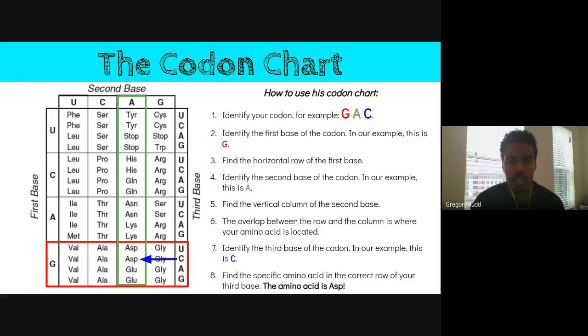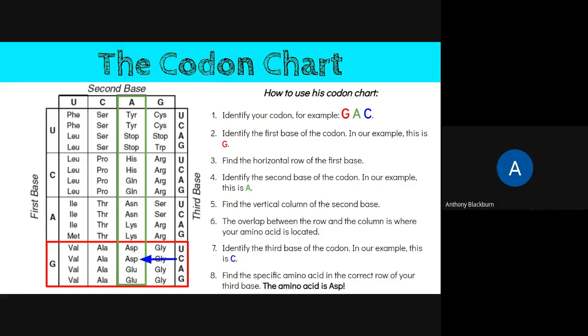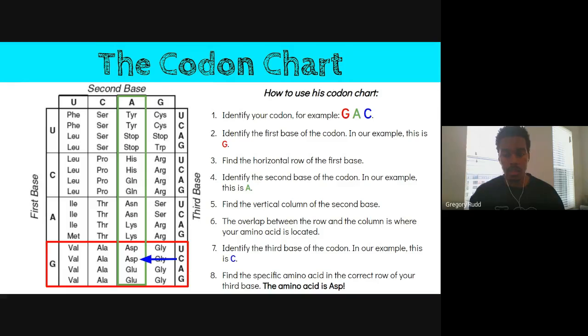So this is how you use this codon chart. You first need to know what your first base is, and you find the row for that first base. Then you need to know what your second base is, and you find the column for the second base. This is confusing. Okay, we're going to get more practice with it.